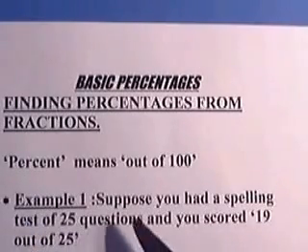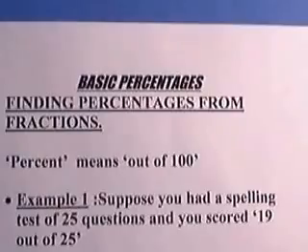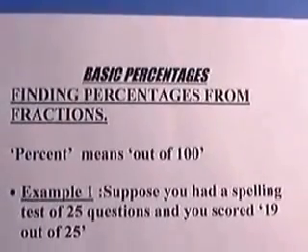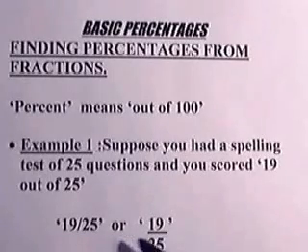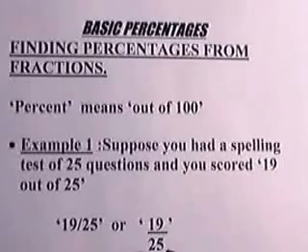Okay, example 1 here. I've said, supposing you had a spelling test of 25 questions and you scored 19 out of 25. Well, 19 out of 25 means you've got 19 questions right out of a total of 25 questions. And you've probably seen that this is written down in that way: 19 out of 25 or 19 over 25. These are all the same things.